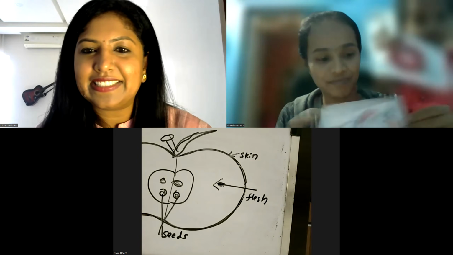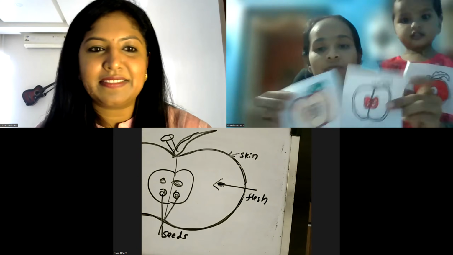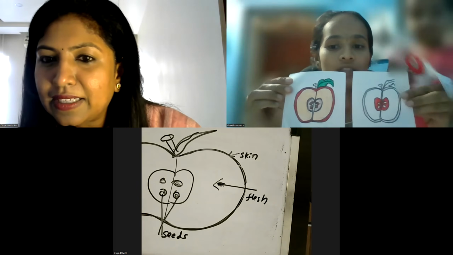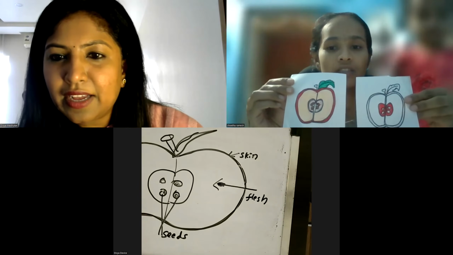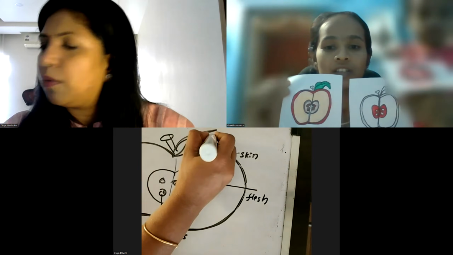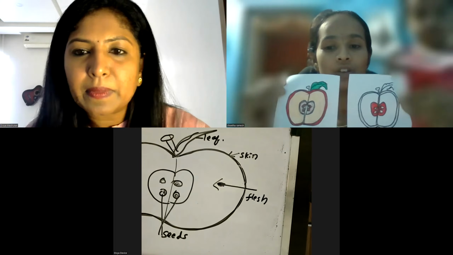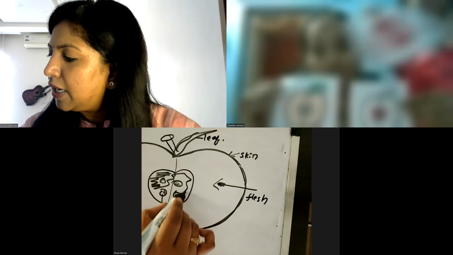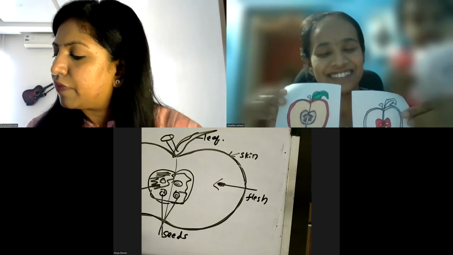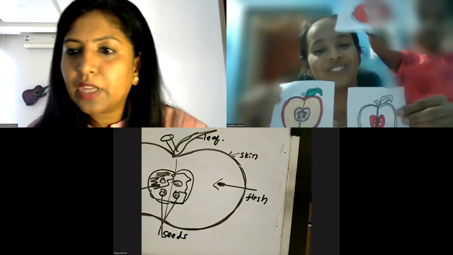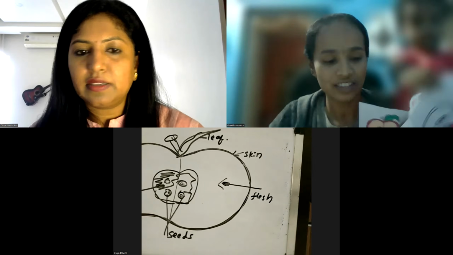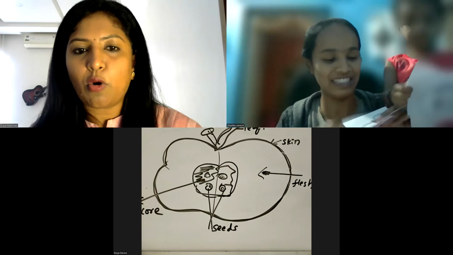And then, this is core. No, this was leaf. What is the next one? Core. Yes, this part. Whatever is this part, completely this part, that's the core of the apple. Okay. Now, what is this one? This is the core of the apple.